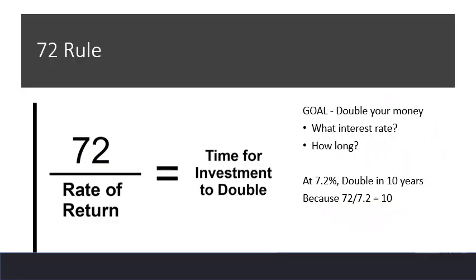Okay, so let's have a look at the actual formula. The 72 rule means that 72, the number 72, divided by the rate of return, say 7.2%, gives you the time an investment will double. So in this example, if you wanted to double your money, that would be your goal. The question is, what is the interest rate and how long? So at 7.2%, it would double in 10 years because 72 divided by 7.2 equals 10.